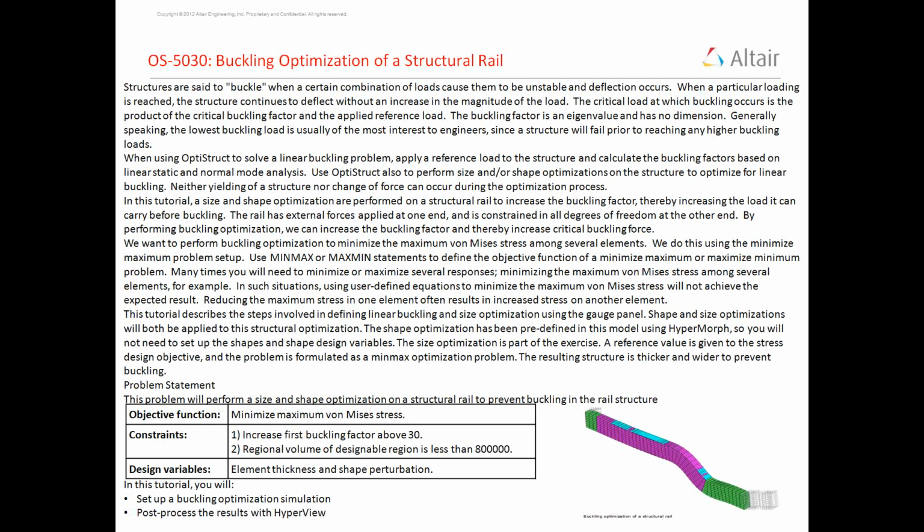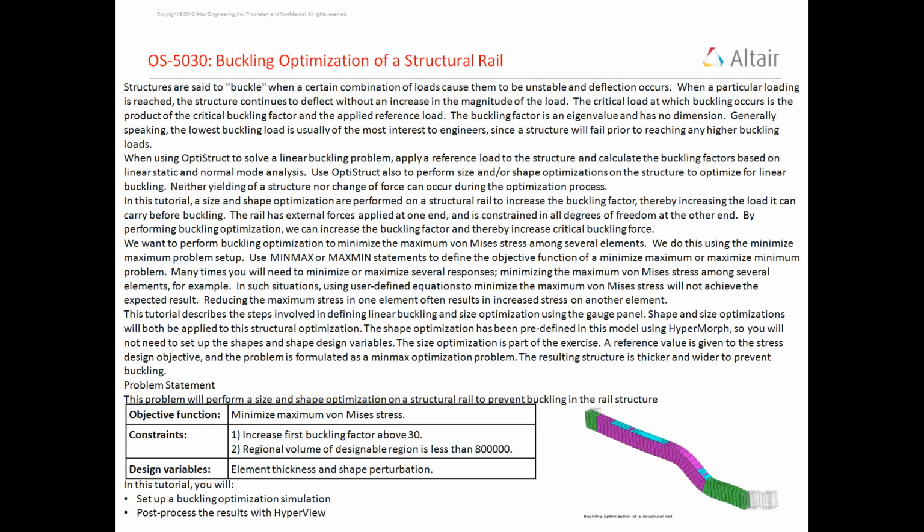Use min max or max min statement to define the objective function of minimize maximum or maximize minimum problem. Many times you will need to minimize or maximize several responses. Minimizing the maximum von Mises stress among several elements, for example, in such situation, using user-defined equation to minimize the maximum von Mises stresses will not achieve the expected result. Reducing the maximum stresses in one element often results in increased stress on the other element.